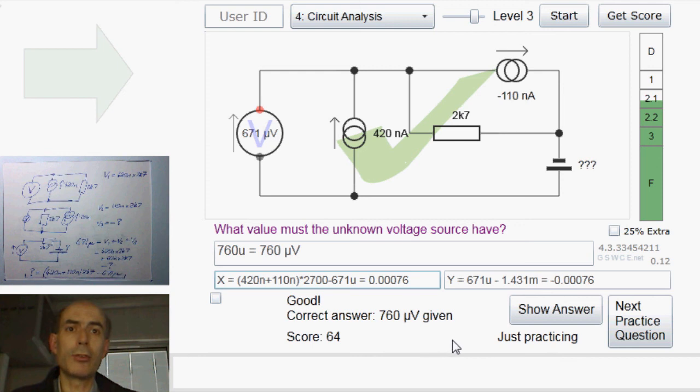Okay, that's it. Level 4 circuits are rather more interesting and more fun. I'll leave them up to you.